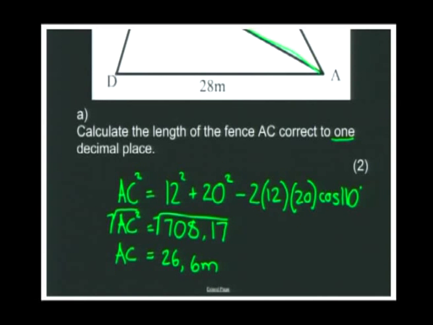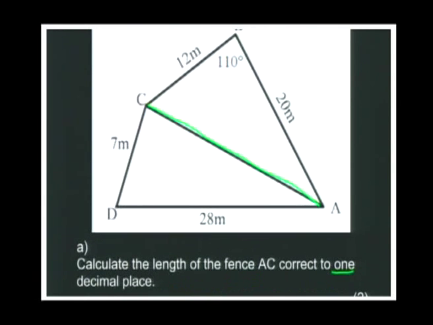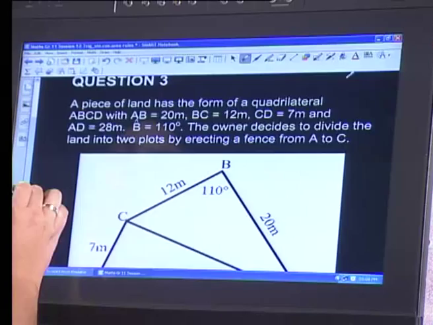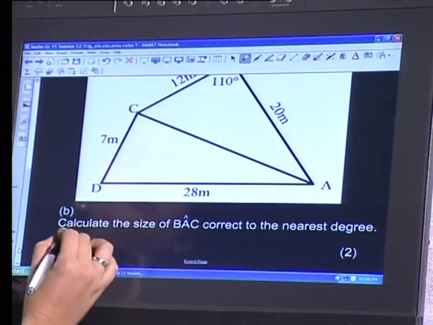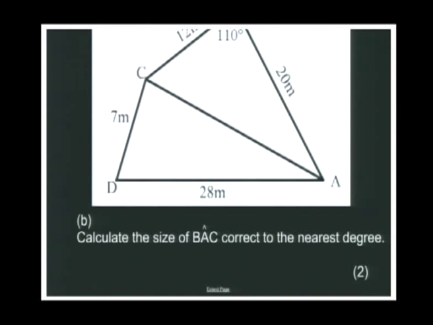When you do this, once you've got your final answer, make it a habit to go and put this onto the diagram immediately, because the next part of this question might require you to use that information. Okay, let's have a look at the second part. The second part of this question asks us now to calculate the size of BAC. Now we're looking at an angle, BAC, correct to the nearest degree. So lots of information here already. We know we need to calculate the size of an angle and there is a very specific instruction to the nearest degree, and that would be the final answer.